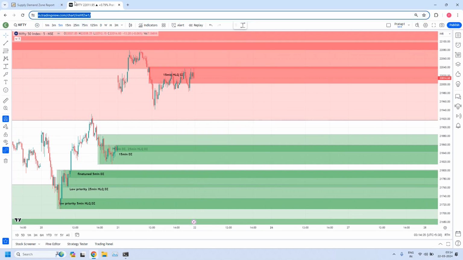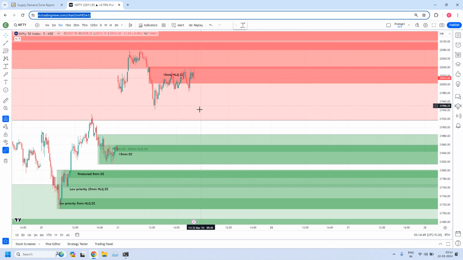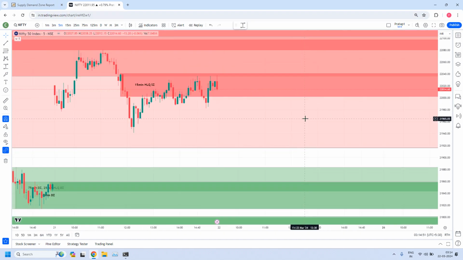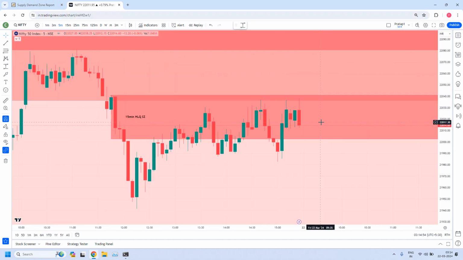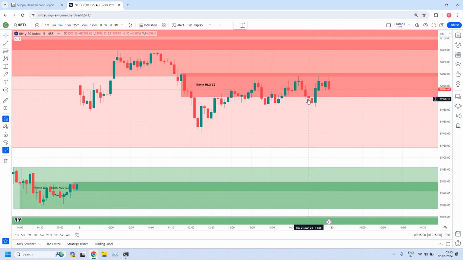Okay, this is about demand. What about supply? There is one more demand created. 21/3/2024, 14:50 candle. So here they created a demand zone. This is a normal demand zone only.